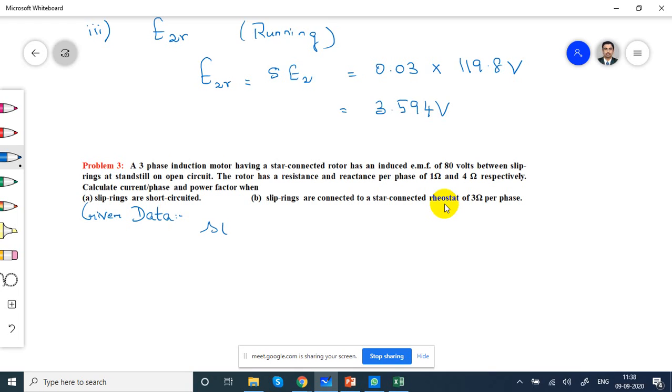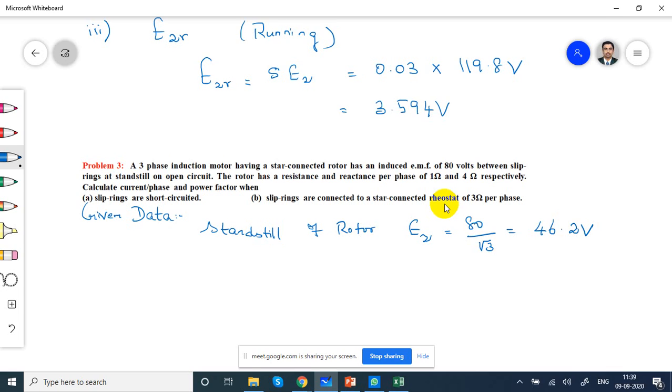Okay, so standstill of rotor induced EMF, it will be 80 volt. So E2 equal to, it will be a line voltage, right? 80 divided by root 3. We'll get 46.2 volt. Okay, 80 divided by root 3.